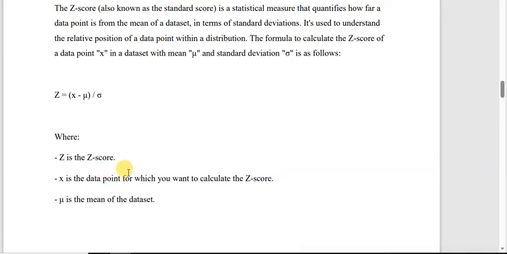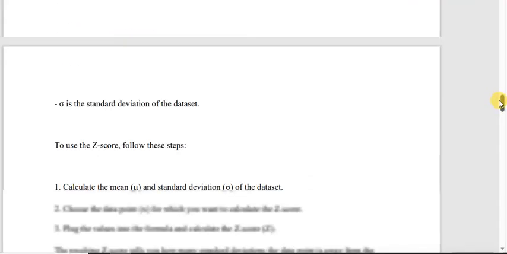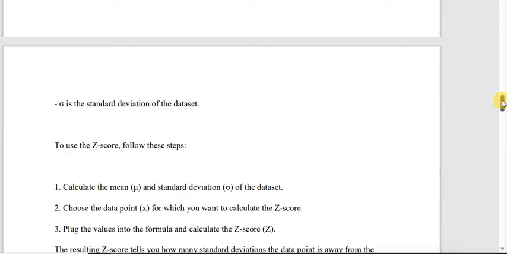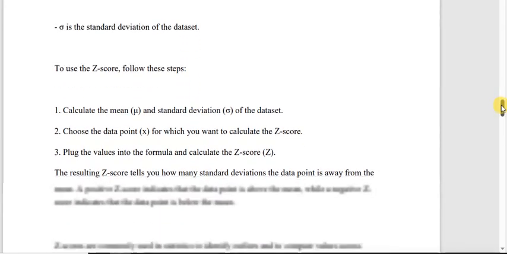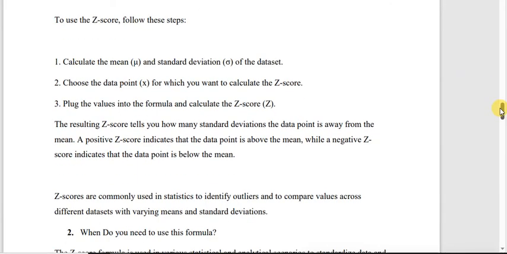Where z is the z-score itself, x is the data point for which you want to calculate its z-score, and mu is the mean of that data set. Then you have what we call the standard deviation, which is sigma. You are given it in the question, so you just obtain it there. To use the z-score, follow these steps. What you just have to do is substitute whatever you have for mu, for sigma, and for x in that formula. Just plug the values into the formula.